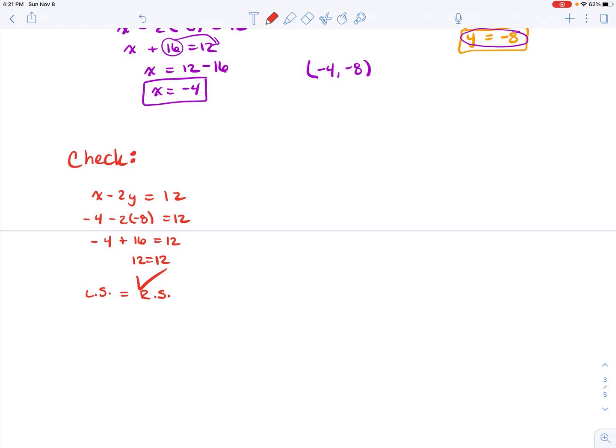And of course, same thing now with my second equation, which is 3x minus 2y equals 4. 3 times negative 4 minus 2 times negative 8 equals 4. I have minus 12 plus 16 equals 4. And of course, minus 12 plus 16 is in fact 4. So 4 equals 4. That checks. My left side does equal my right side. Therefore, my solution to the linear system of x minus 2y equals 12 and 3x minus 2y equals 4 is indeed the point minus 4, minus 8.